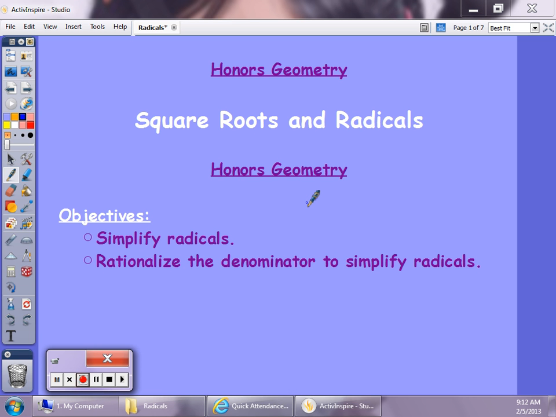Today's honors geometry lesson is on square roots and radicals. The objectives are to simplify radicals and rationalize the denominator in order to simplify radicals.